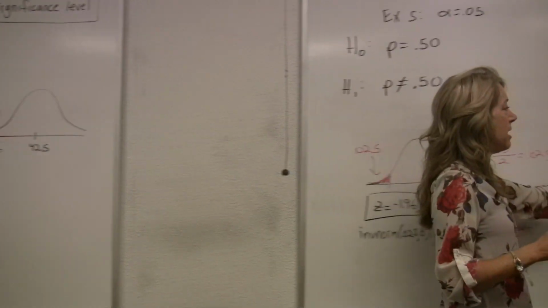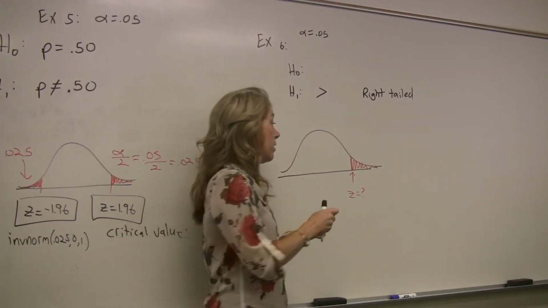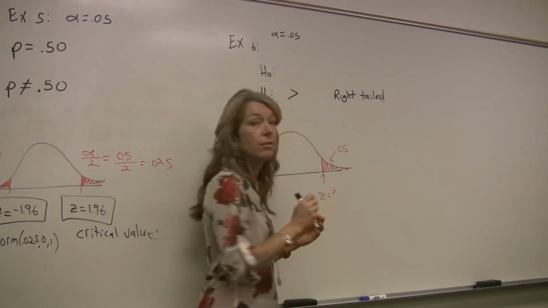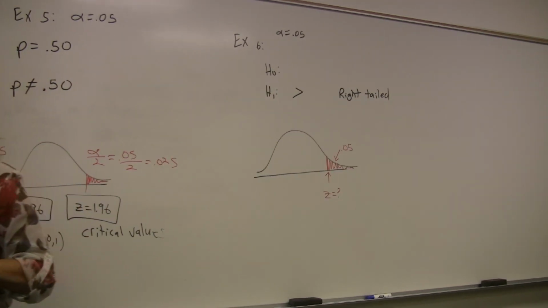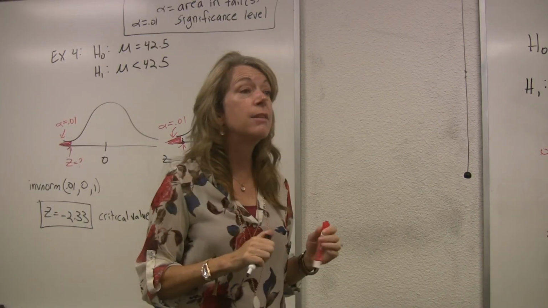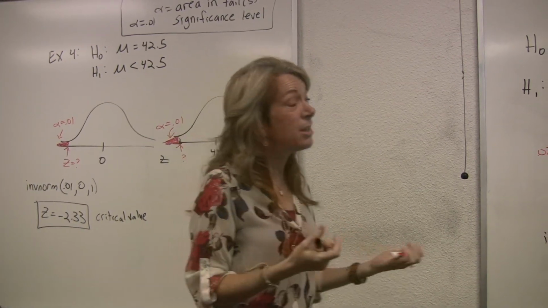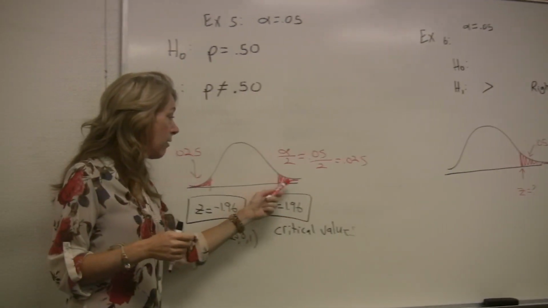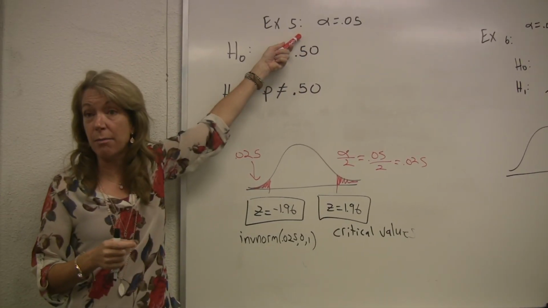What's the area in this tail? 0.05, because I only have one tail in this case again. Do you have to divide it again? We don't, because we don't have another tail. So that's the really important thing here. The area in this example was 0.05.